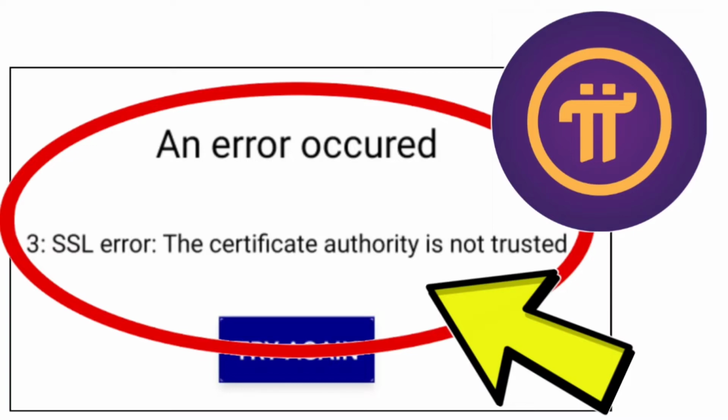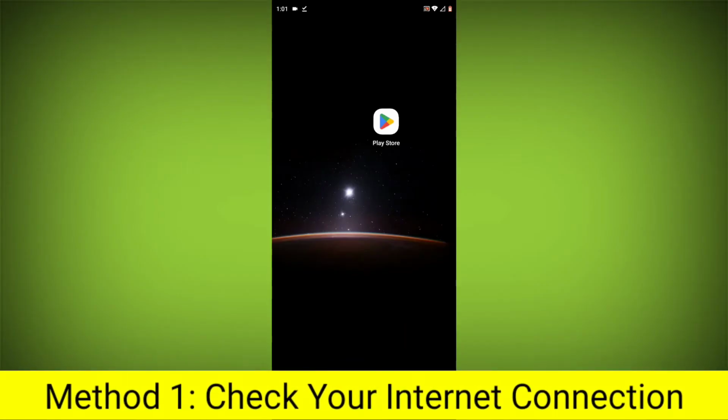How to fix Pi Network app, an error occurred. 3. SSL error. The certificate authority is not trusted. Problem step-by-step detailed solution. Method 1.